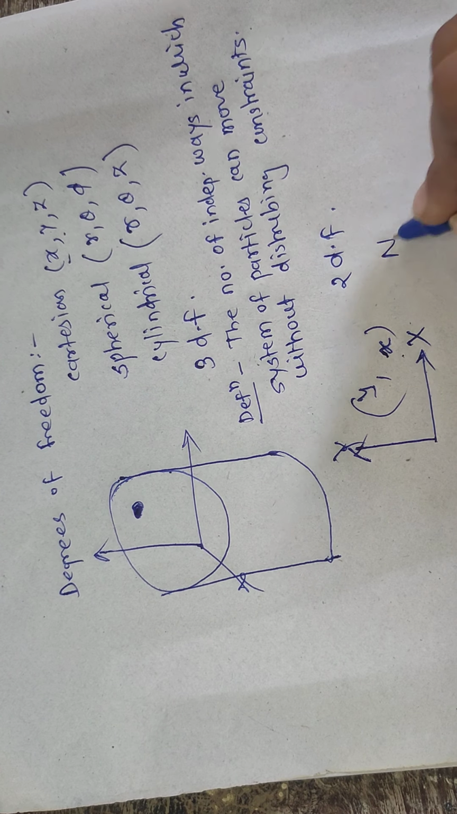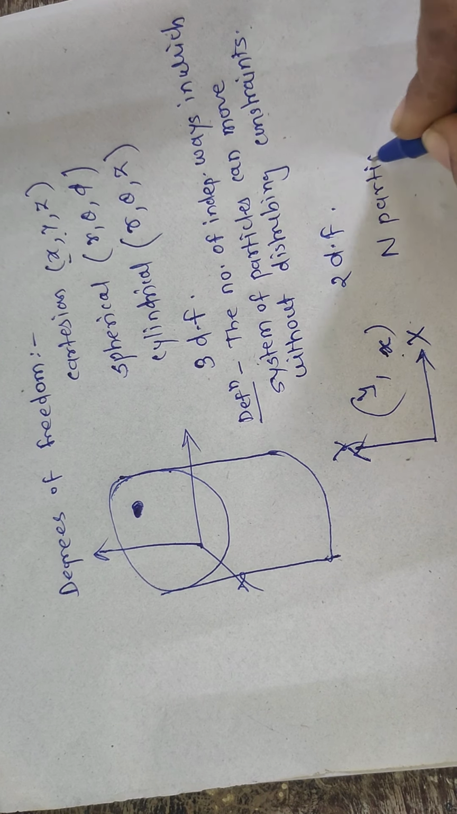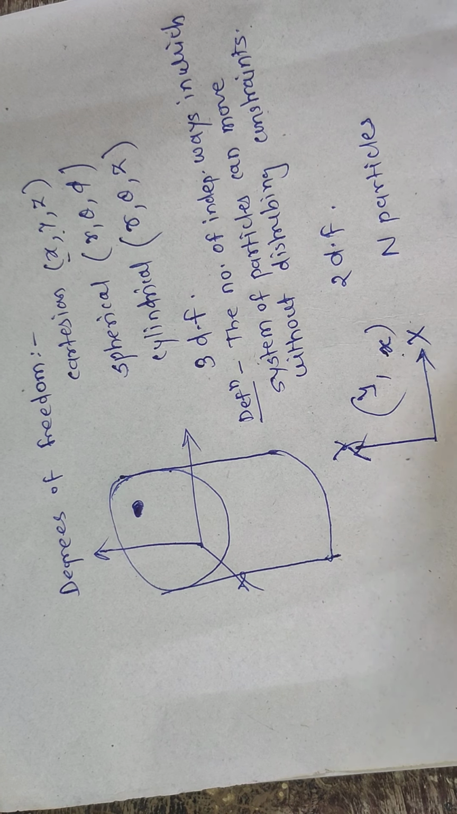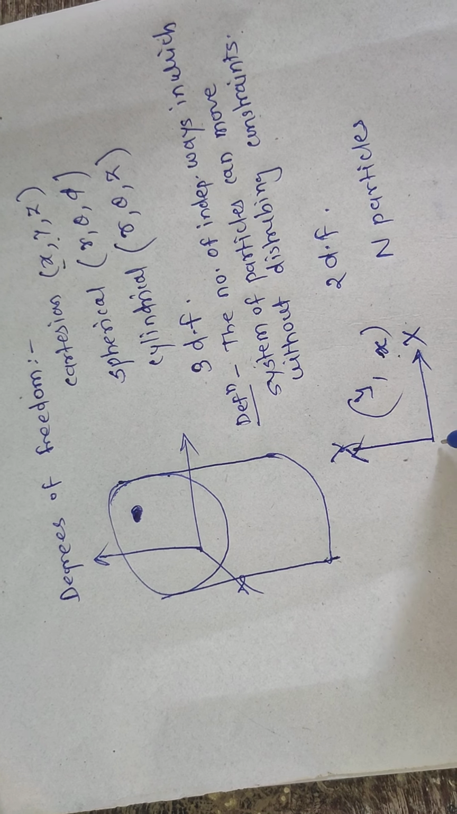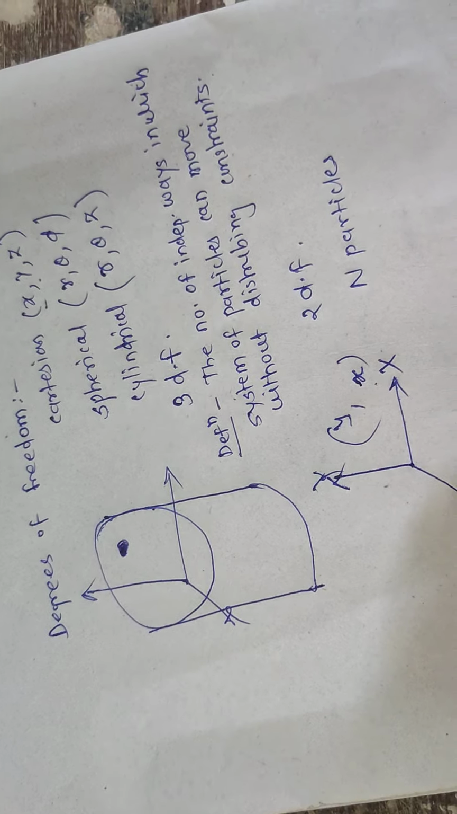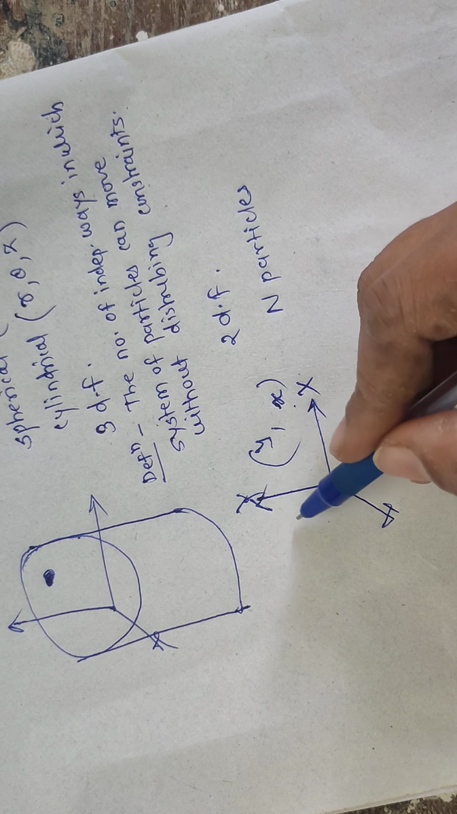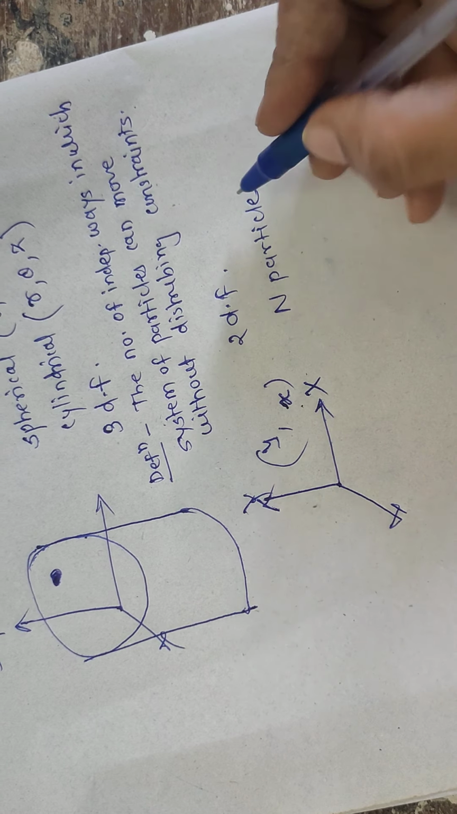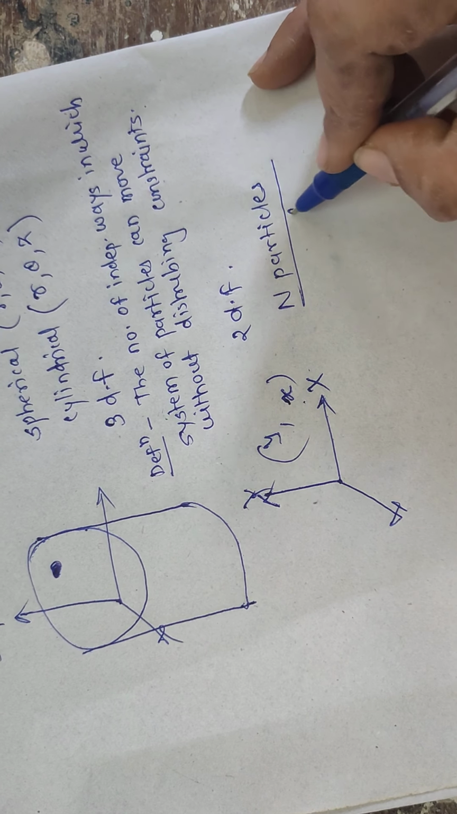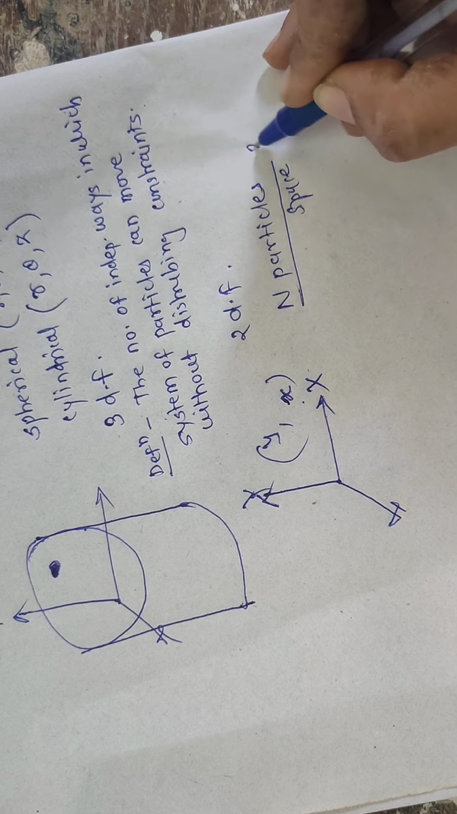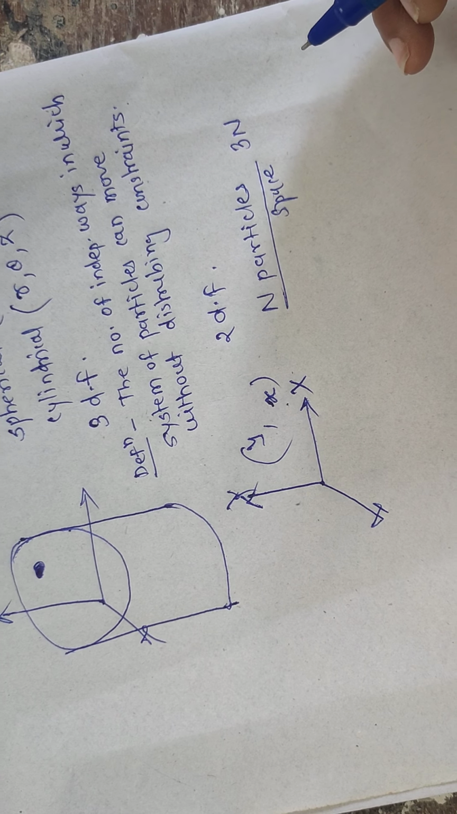If we consider n particles moving independently in three-dimensional space, then degrees of freedom for n particles moving in space, we can write 3n.